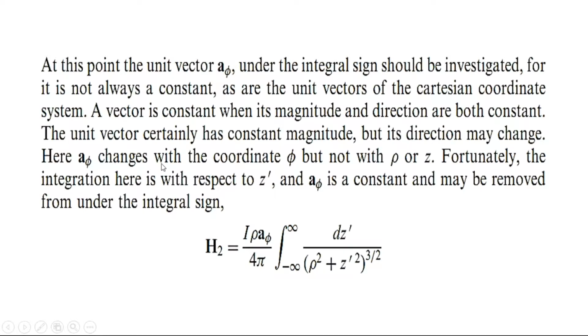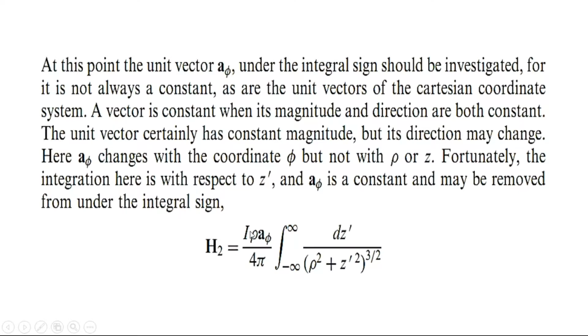Here a phi changes with the coordinate phi but not with rho or z. As I already told you, the unit vector a phi depends upon the phi coordinate. A phi does not depend upon rho or z. So fortunately integration here is with respect to z dash, and a phi is a constant and may be removed from under the integral sign.